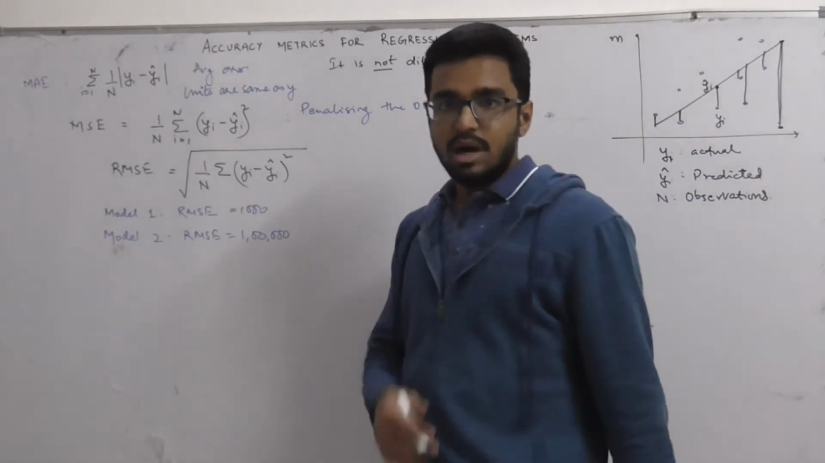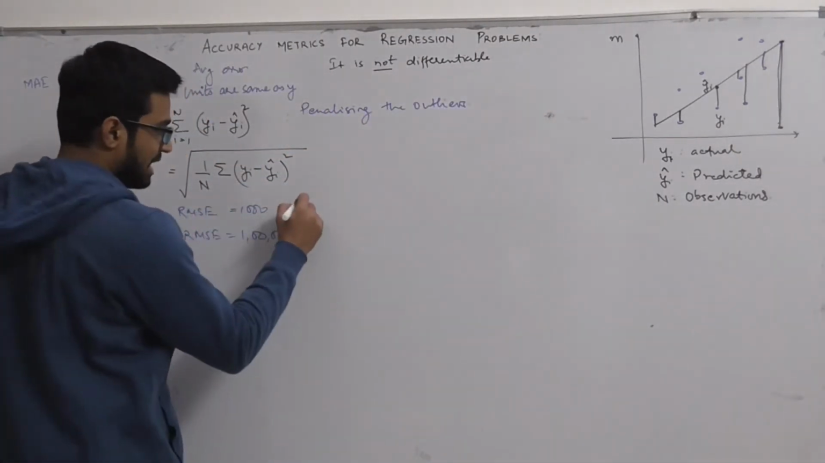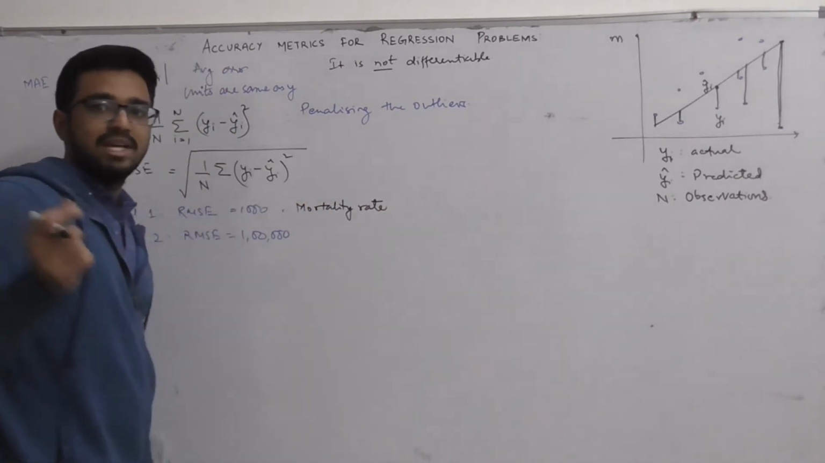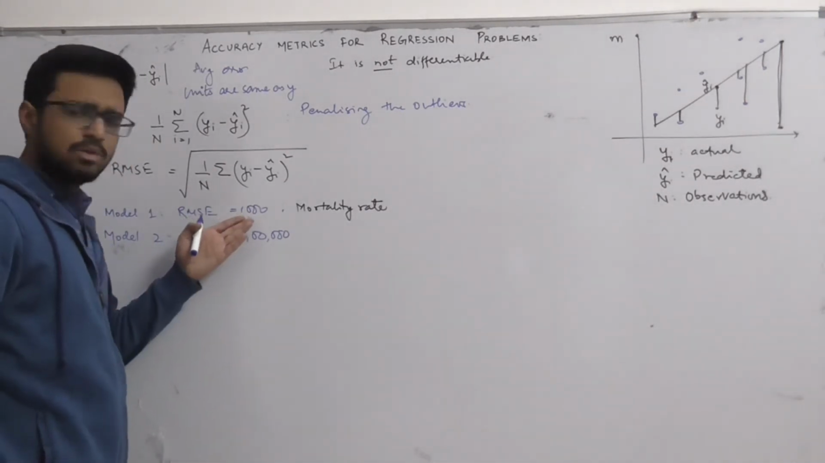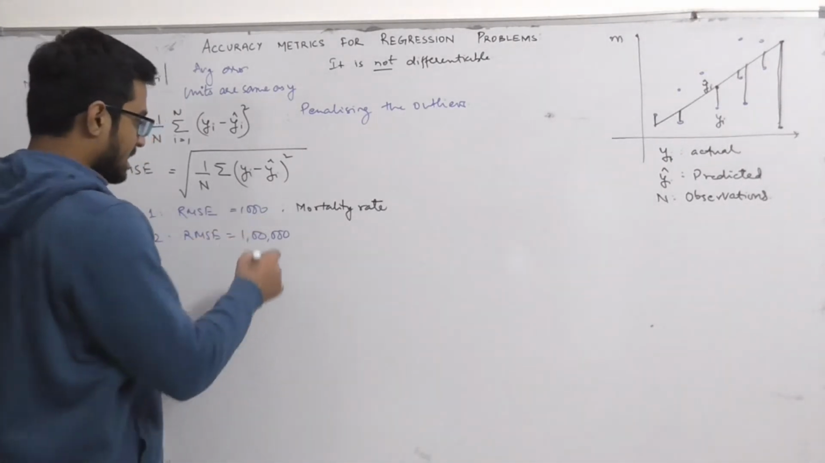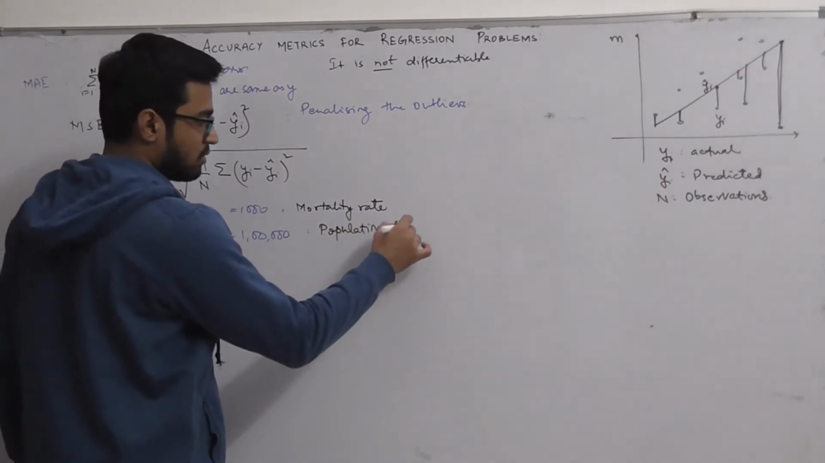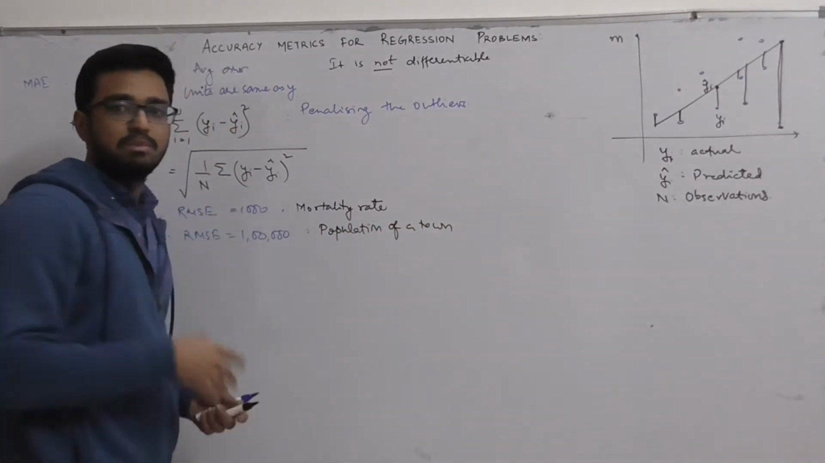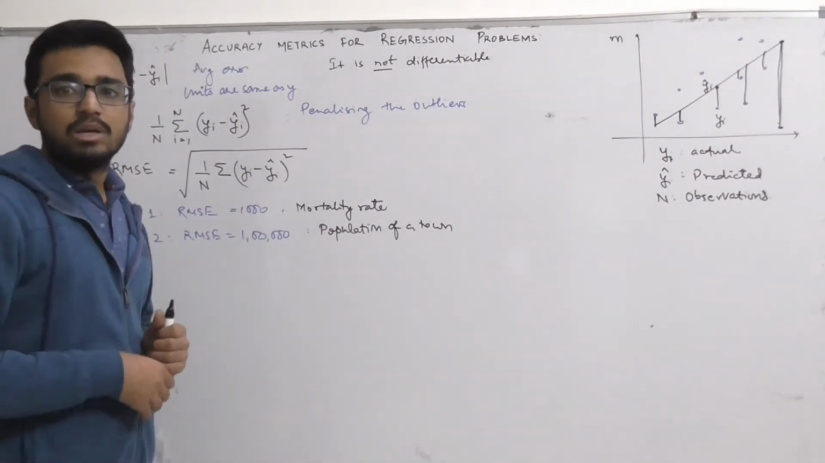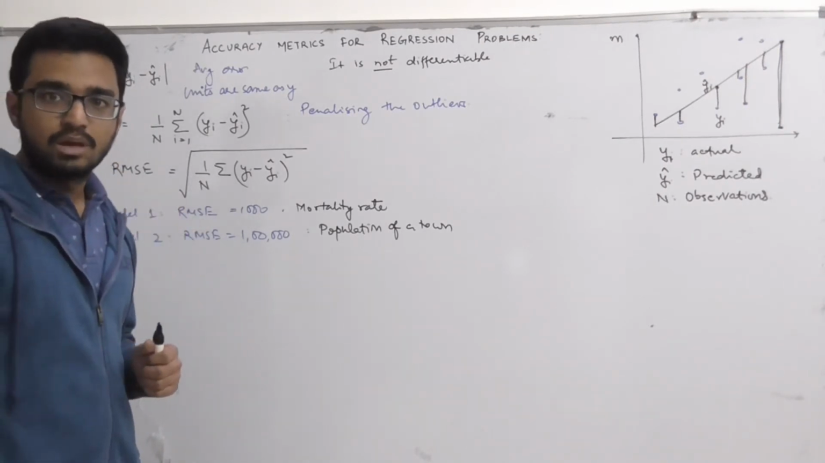Let us see. If model 1 is predicting something like mortality rate, or number of deaths per month, then 1000 is close to that number. And 1 lakh could be something like the population growth of a town per month, where 1 lakh is close to that number. So I cannot tell which model is better by just seeing RMSE.